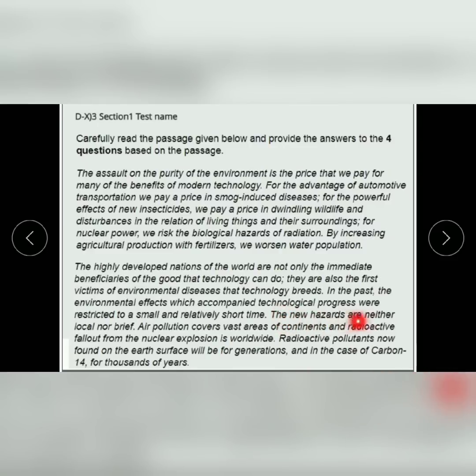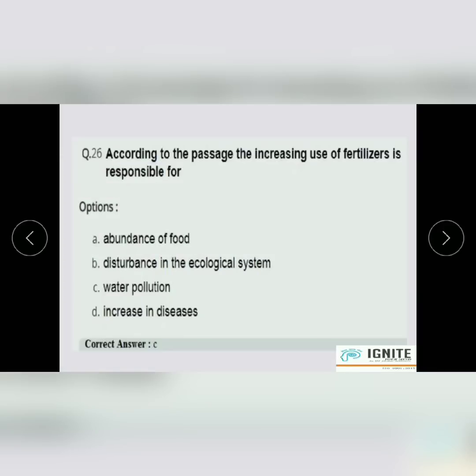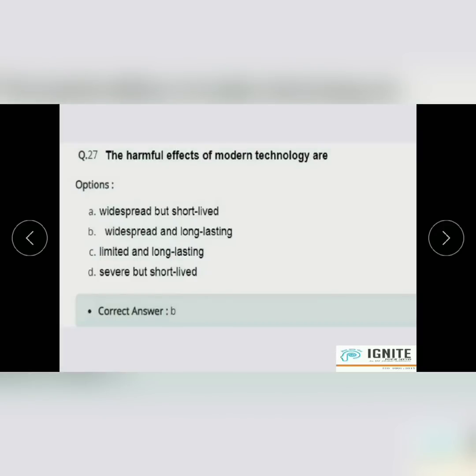The new hazards are neither local nor brief. Air pollution covers vast areas of continents and radioactive fallout from the nuclear explosion is worldwide. Therefore the answer is widespread and long lasting. Harmful effects of modern technology are widespread and long lasting.